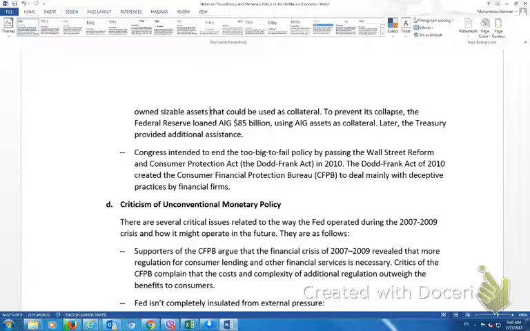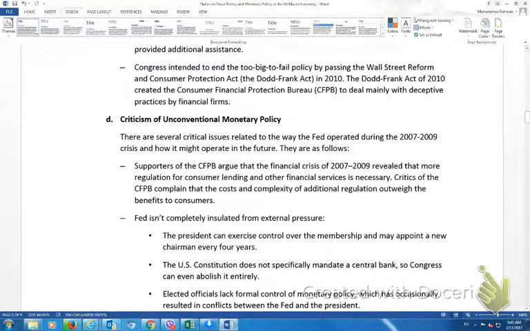Let us now have a sort of debate about how you would criticize the unconventional monetary policy of the Fed, or to make things a little bit broader, we can have a general criticism about the Fed itself. Now, there are several critical issues related to the way the Fed operated during the 2007-2009 crisis, and also, one can argue the same things for how the Fed might operate in the future. Some of these arguments are as follows.